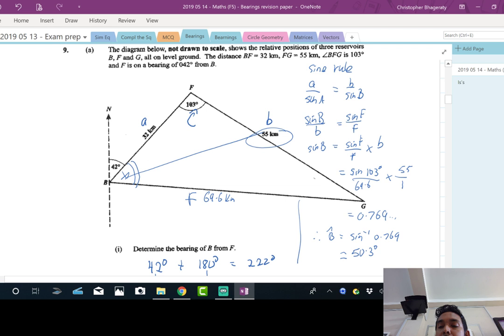Chris, I did the other way, so I did the 55. That's fine. Sine B equals 69.6 sine. You could do that. That's fine. No problem.